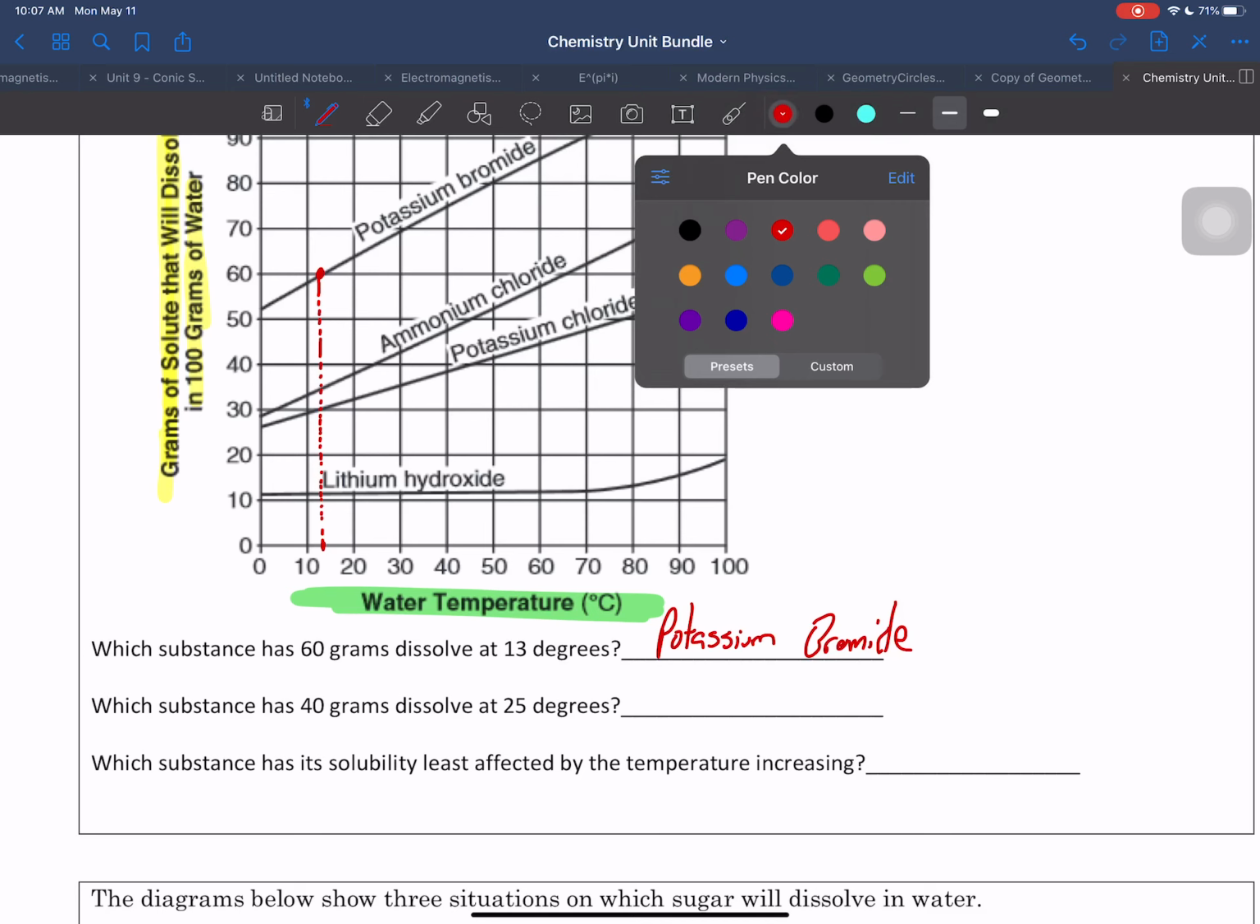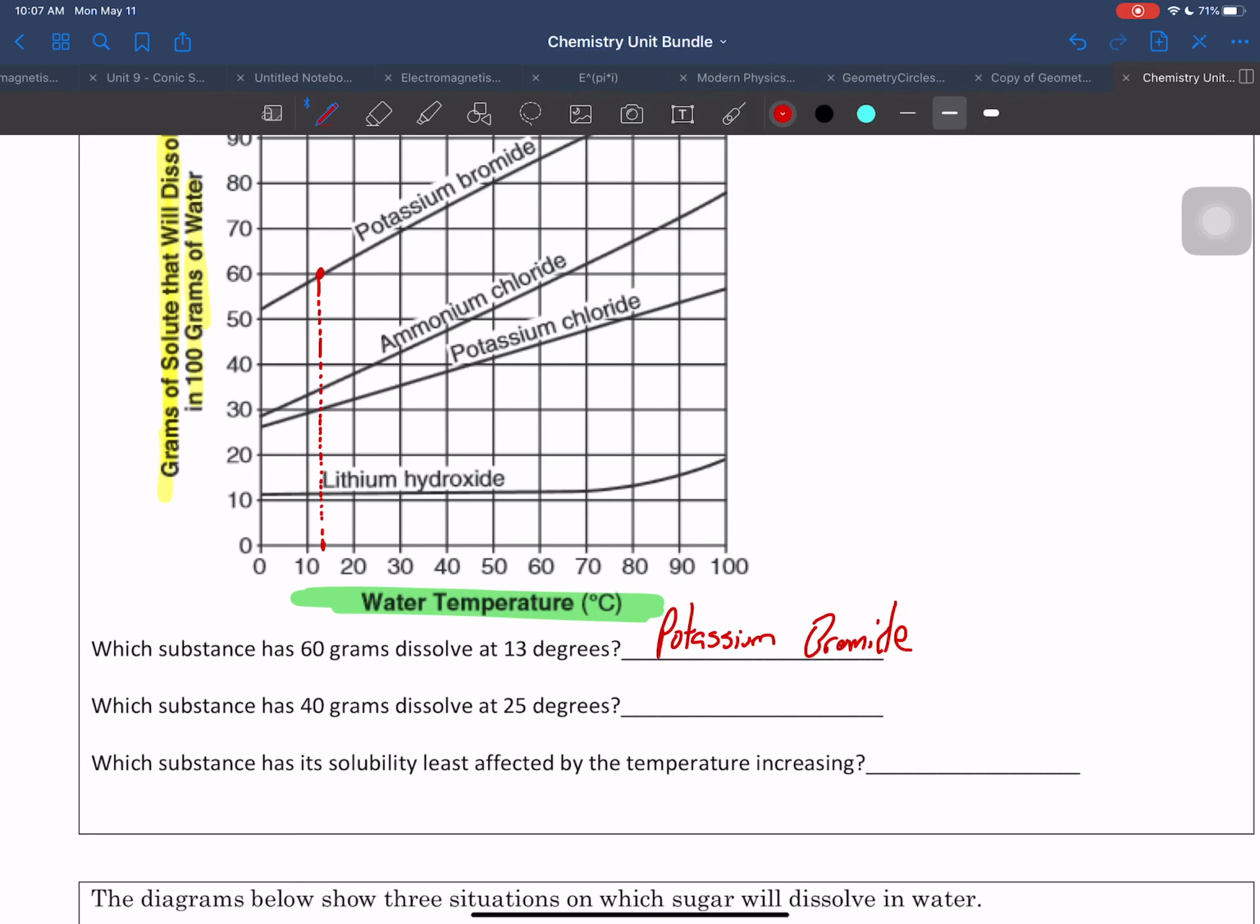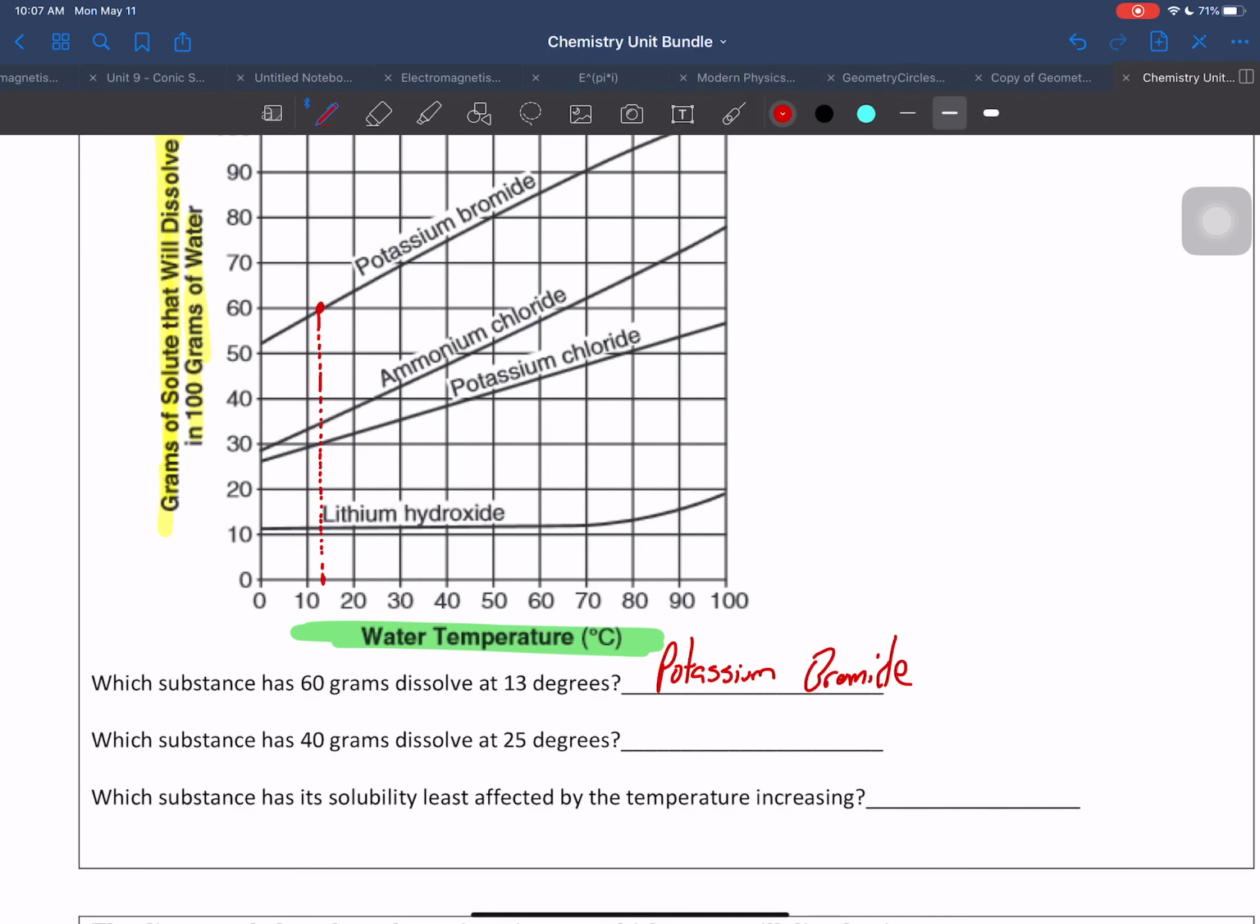All right, next question, which substance has 40 grams dissolve at 25 degrees? So here's 25 degrees. And then when do we hit 40? Let's see. I hit this one. That's not quite 40. I'm going to go up more. Yeah, that's definitely 40. Ammonium chloride.